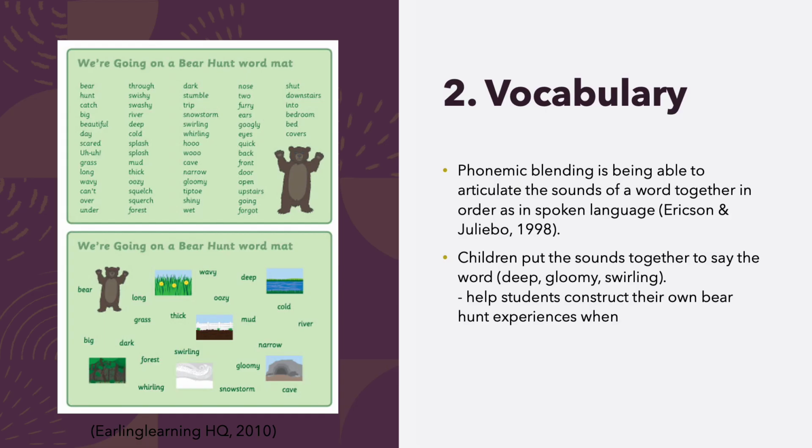Phonemic blending is being able to articulate the sounds of a word together in order as in spoken language, Erickson and Julie Bow, 1998. For example, once we have read the book out loud, we will gather a list of challenging words from the text. I will then deliberately read the words slowly, sounding each word out.